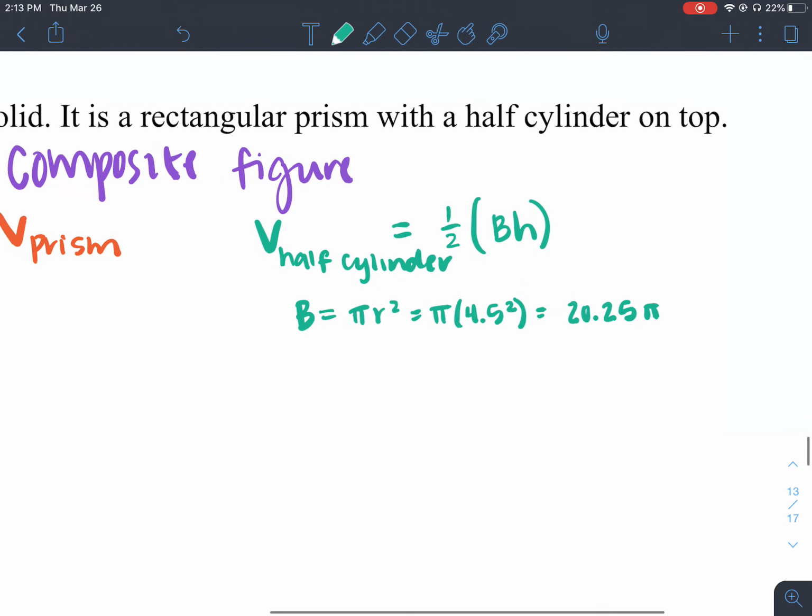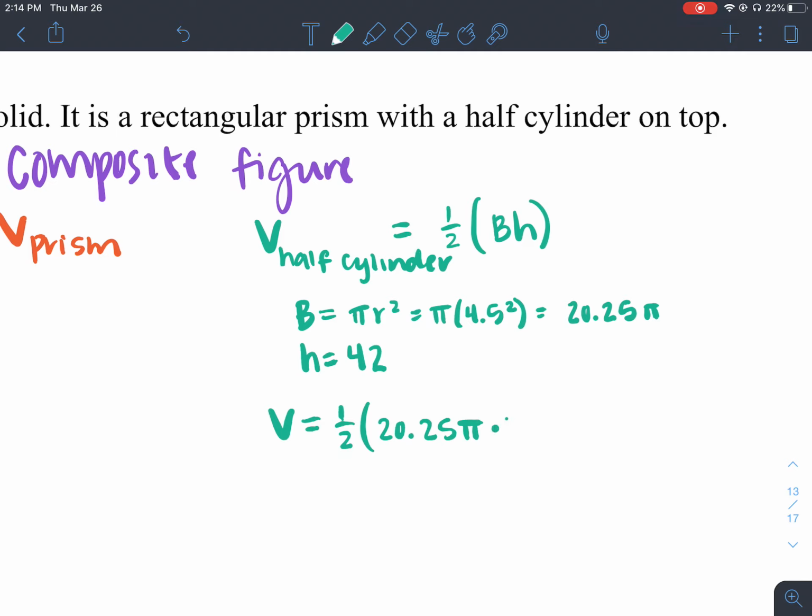So if I look at the volume of my half cylinder, the height is 42. So the volume is going to be 1/2, because remember, we only care about half of the cylinder, 20.25 pi times 42. And if I want to leave this in terms of pi, we multiply the 1/2 times the 20.25 times the 42, and skip the pi. So we should get 425.25 pi. And that's the volume for my half cylinder.